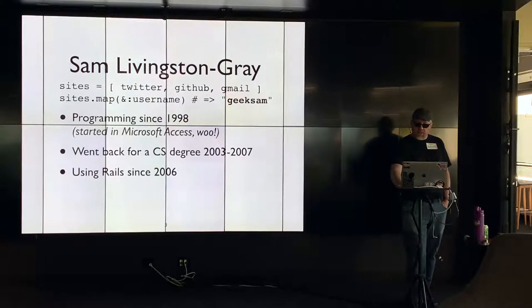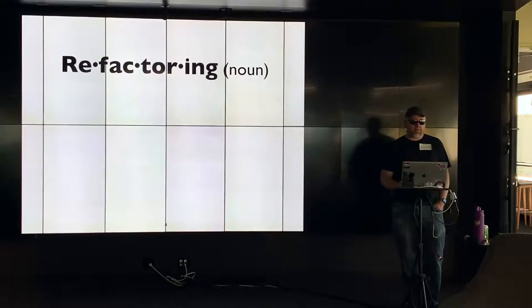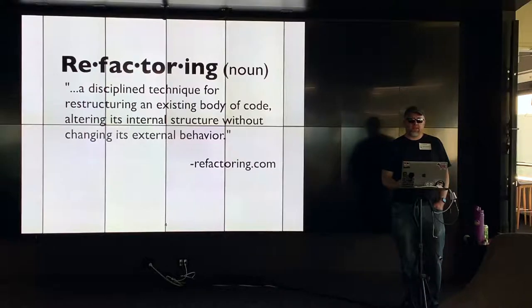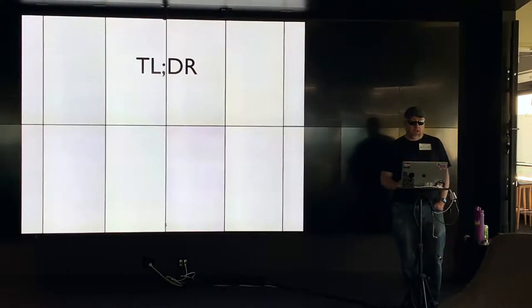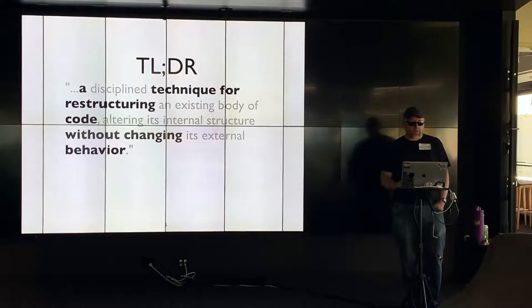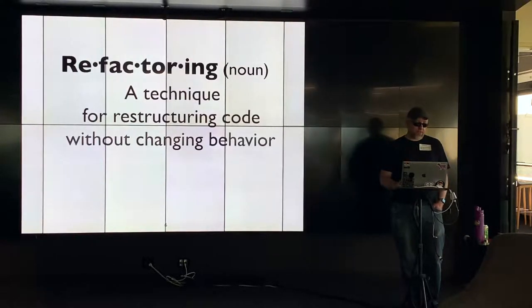Sorry, I had to start this over again. Okay. I have a definition here from refactoring.com, and it is a disciplined technique for restructuring an existing body of code, altering its internal structure without changing its external behavior. And I have no doubt that every word here was carefully chosen, but there are a lot of them. Here are the ones that I feel are most important. If we drop the rest of them, we get a technique for restructuring code without changing behavior. And I think this conveys the same information as the longer definition with fewer distracting details.